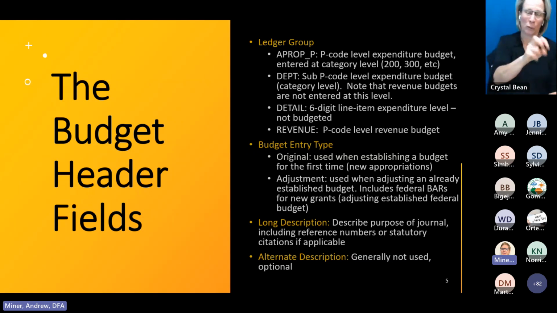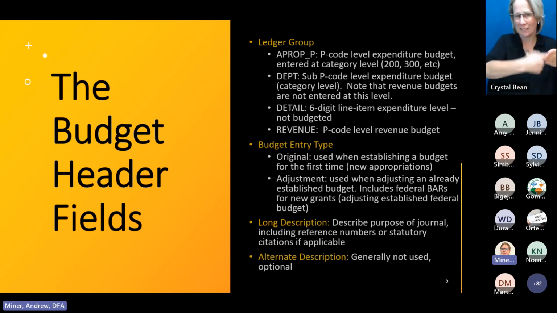Okay. Department, the ledger group, is your sub P code level expenditure budget at the category level. So this is again optional. Only larger agencies do this. Smaller agencies might not even use this. But this is where you find your 10-digit department code budgets at this level. And also important to note that revenue is not entered in the department level budget. Only the expenditure side is.